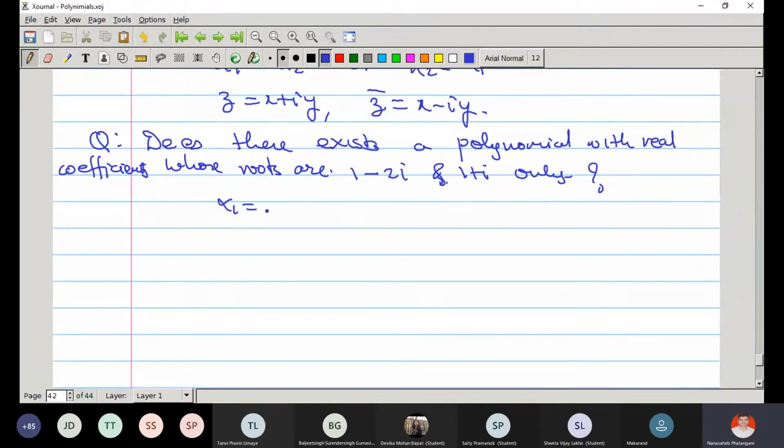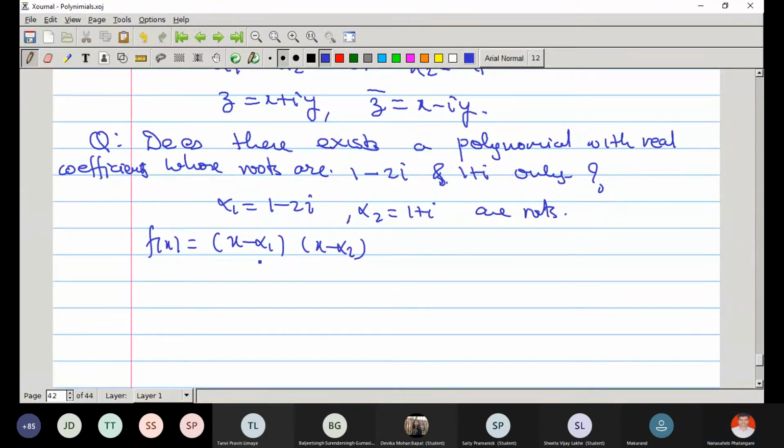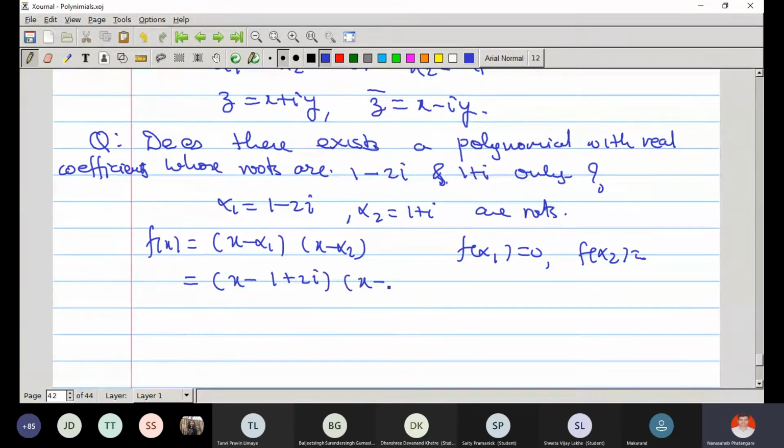Suppose alpha 1 is equal to 1 minus 2i and alpha 2 is equal to 1 plus i are roots. Then what is a polynomial? x minus alpha 1 and x minus alpha 2. What are the roots of this polynomial? Alpha 1 and alpha 2, because f of alpha 1 is 0 and f of alpha 2 is also 0. This is a polynomial. But if you calculate this polynomial, x minus 1 plus 2i and x minus 1 minus i, and simplify, x square plus something into x plus constant.